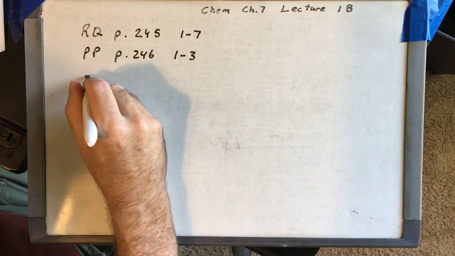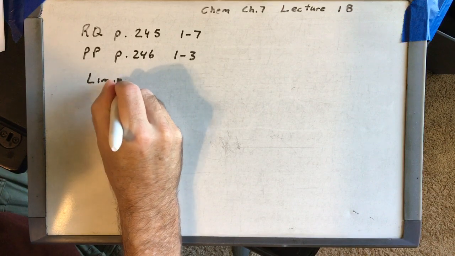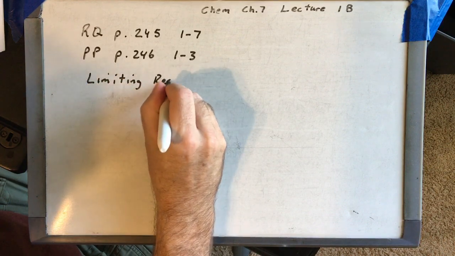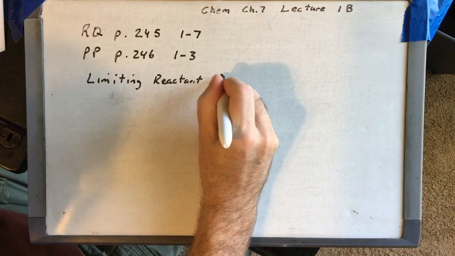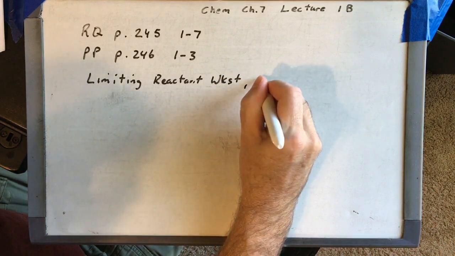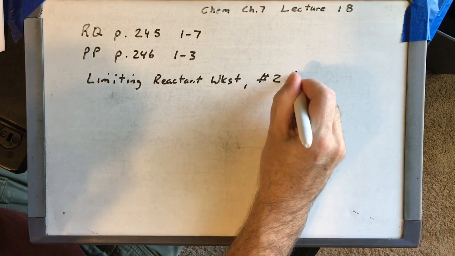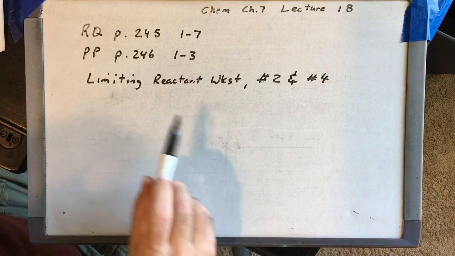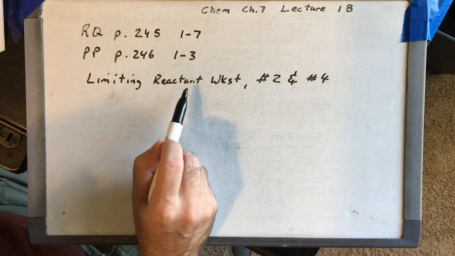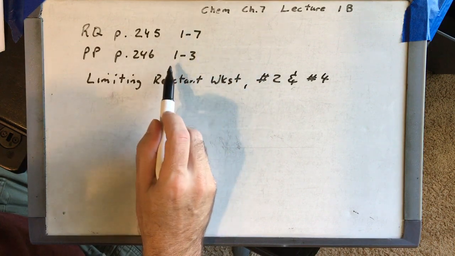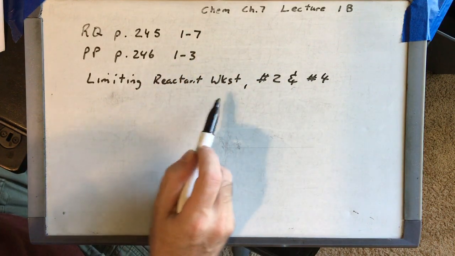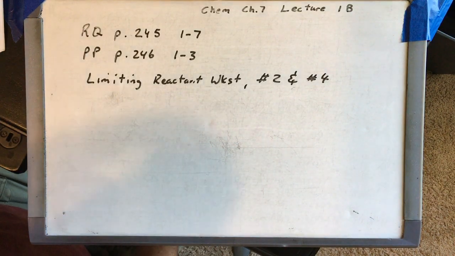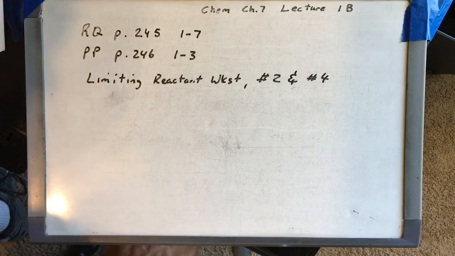And then, of course, you have the limiting reactant worksheet, problems number 2 and number 4. Remember, I worked number 1 and 3 for you as examples. So, if you're watching this in 2020, if we come back on Wednesday, this is what will be due: these 10 from the book and those 2 from the worksheet. All right, so that does it for our lecture 1B, and I will talk to you next lecture.